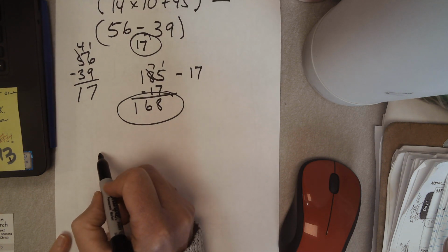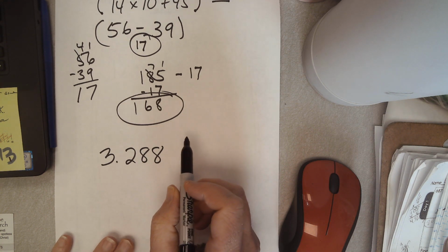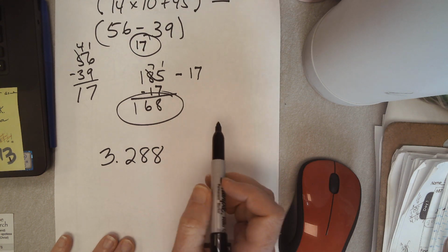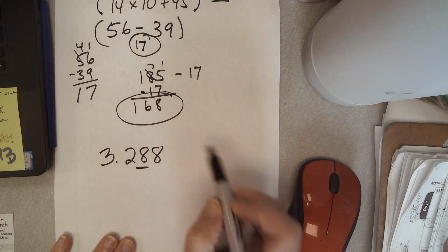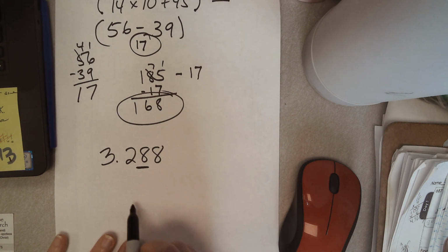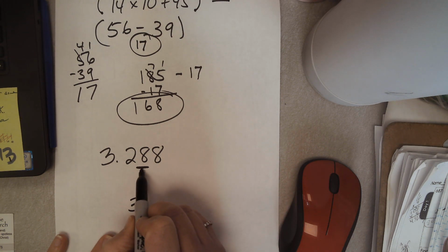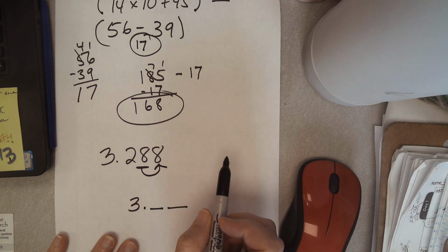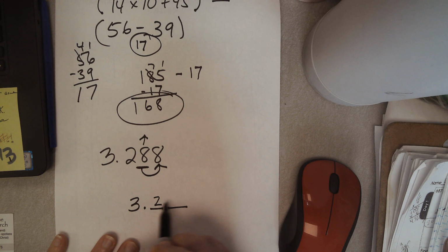Okay, last problem. 3 and 288 thousandths. Rounded to the nearest hundredth. The hundredth place is the first 8. So my answer has how many digits? 3. I'm going next door. Am I 5 or higher? Yes, so my 8 goes up, and so I'm left with 3.29.